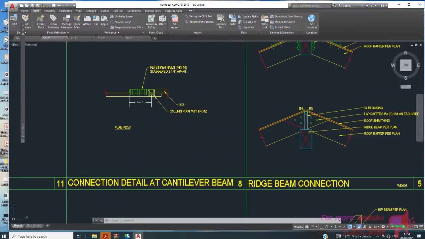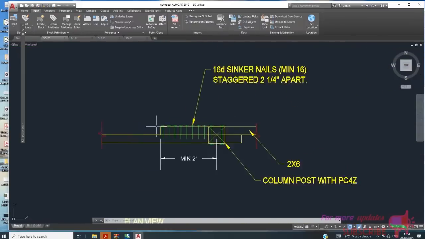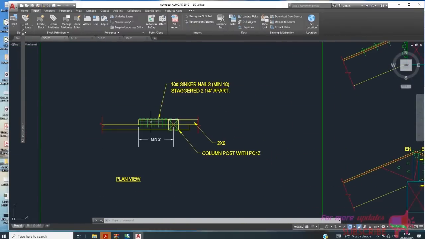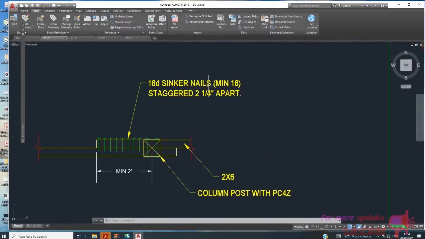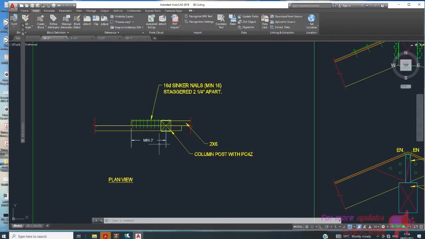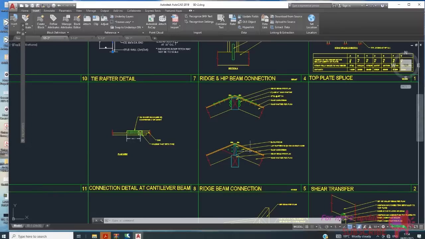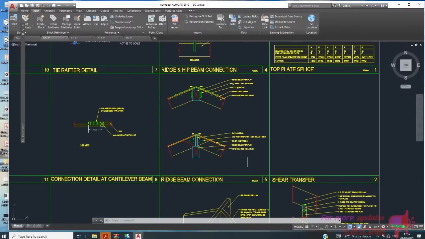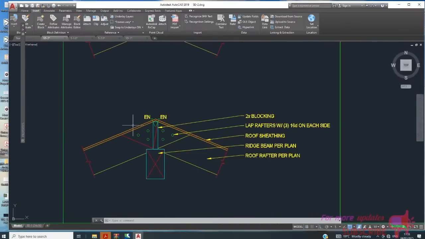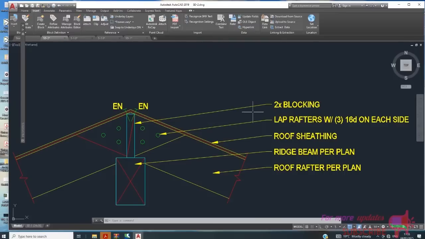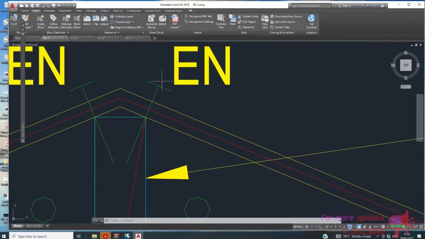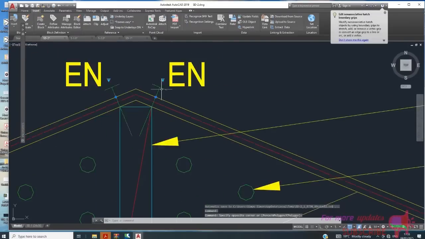So we're going to the connection detail at cantilever beam. Ridge beam connection. Ridge beam per plan. Roof rafter per plan. The nails are like that.